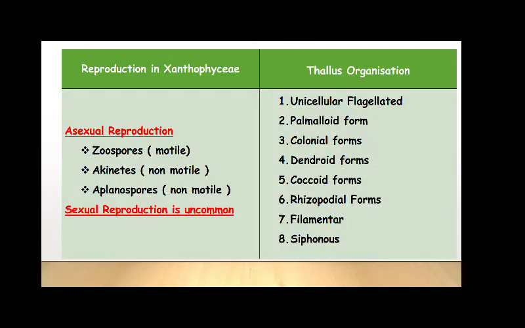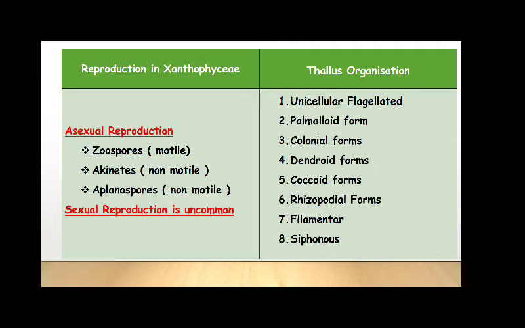Coming to reproduction, asexual reproduction is very common. It occurs by zoospores, aplanospores and akinetes. Apart from that, vegetative reproduction is also seen in a few genera, but sexual reproduction is very uncommon, present in only very few genera. Even when sexual reproduction is present, it is of isogamous type, found in siphonaceous genera, which you are going to study, Vaucheria.